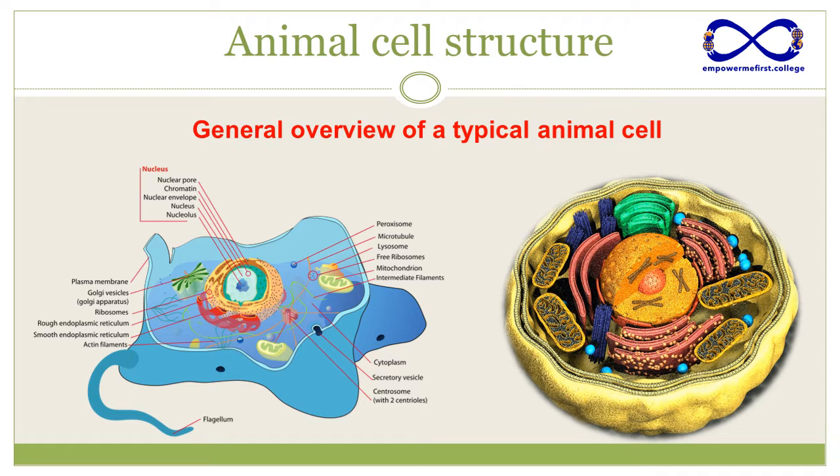Today, after finishing with the prokaryotic cell structure, we're going to have a look in more detail at the animal cell structure. Let's say that we're going to start another journey, but this time not into the bacterial structure, but into the animal cell structure. Basically, what we can see here is a general overview of a typical animal cell.